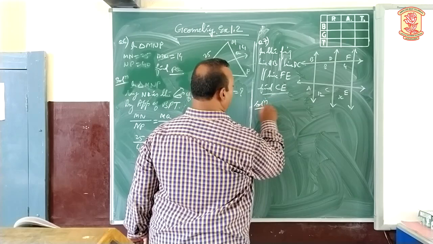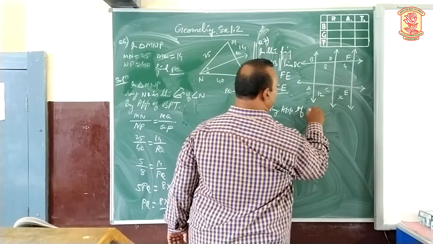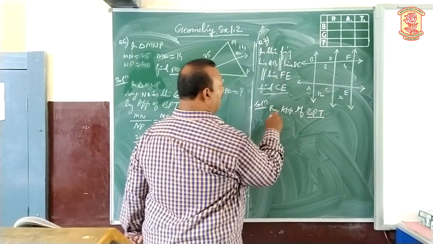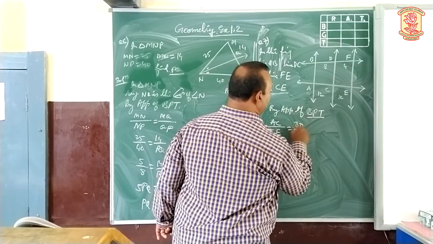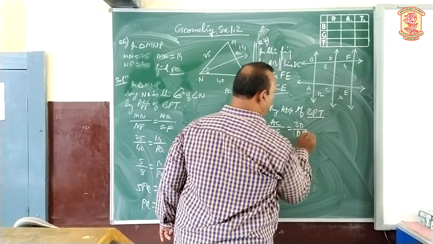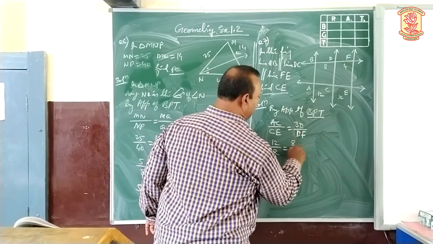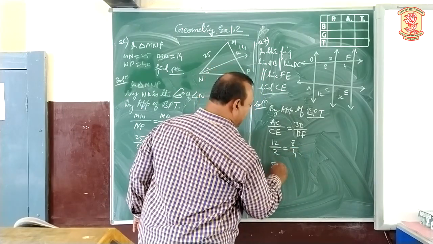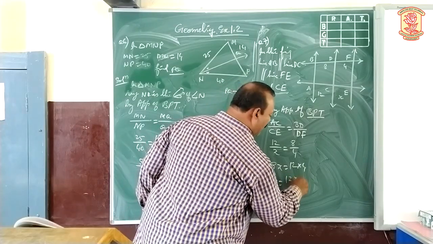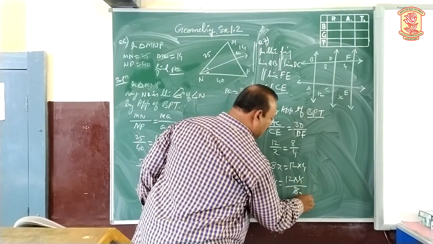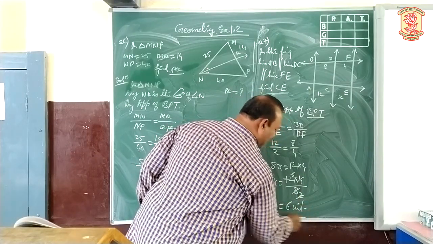Now see the solution. By application of BPT, apply the property AC upon CE equals BD upon DF. The value of AC is 12, so 12 upon X equals 8 upon 4. Make a cross. 8X equals 12 into 4. The value of X will be 12 into 4 divided by 8. 4 ones are 4, 4 2s are 8, 2 ones are 2, 2 6s are 12. The value of X comes to be 6 units. This will be the answer.